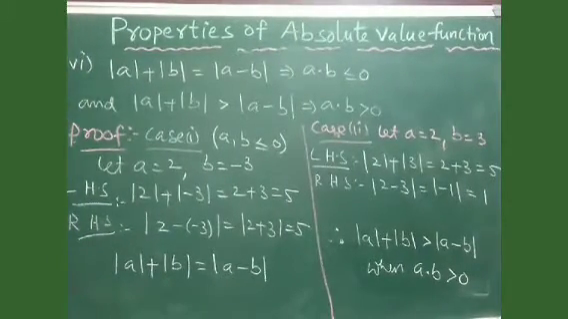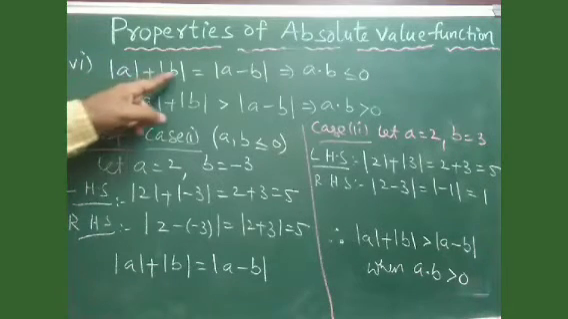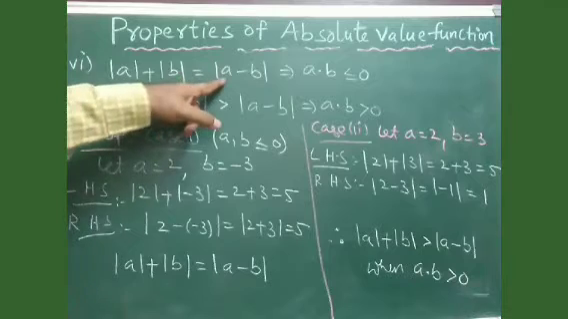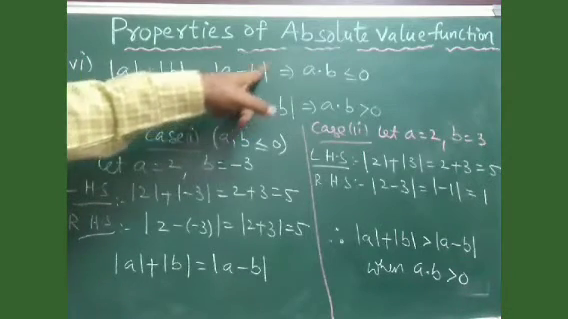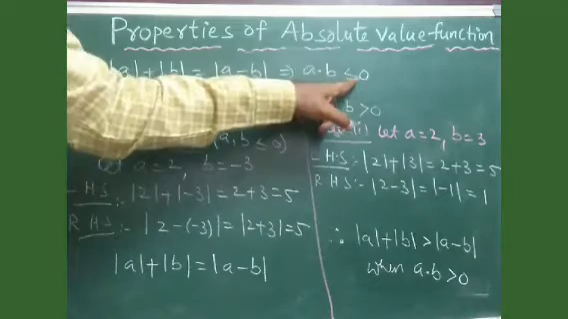Property number 6. Modulus A plus modulus B is equal to modulus of A minus B when A into B is less than or equal to 0.